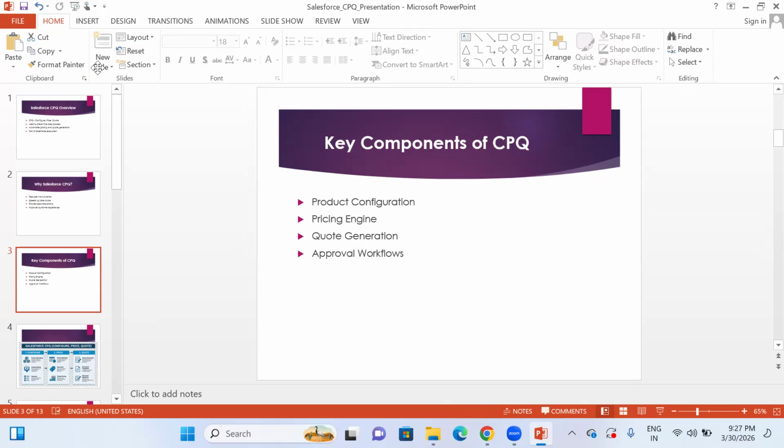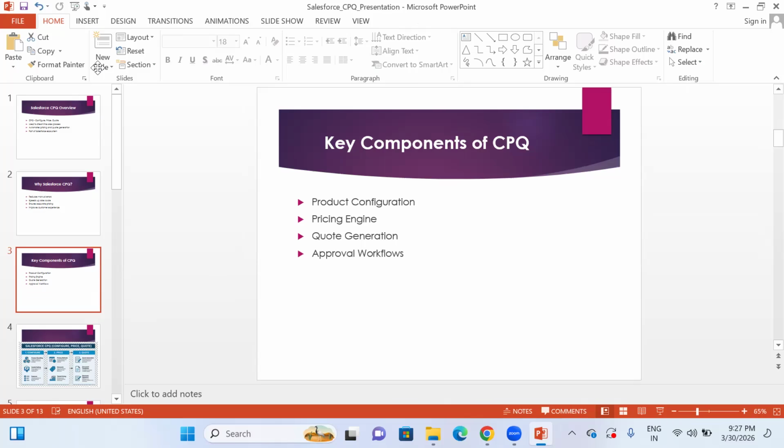Second is the pricing engine. When we give a quotation, pricing is important. Pricing is based on multiple factors, such as the expenses incurred and the infrastructure cost. All these things come under the pricing engine. The third is quote generation, wherein we can create and generate quotations, followed by approval workflows, etc. These are the key components when working on Salesforce CPQ.